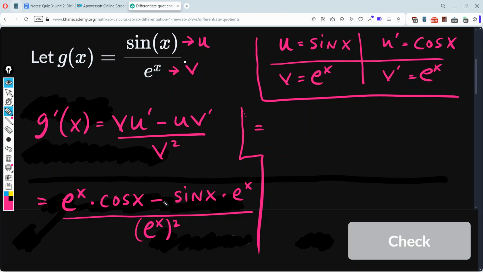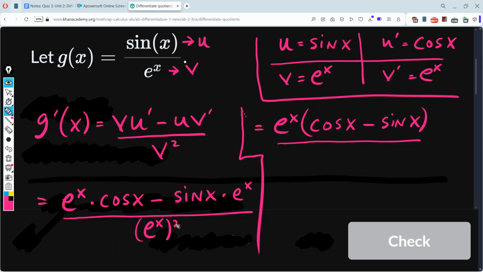All right, both of these terms in the numerator are times e to the x, so I can factor out e to the x. And we're just left with cosine x minus sine of x. If you want to double check, distribute: e to the x times cosine of x is right there, minus sine, e to the x times sine of x is right there. And the whole thing is divided by e to the x squared.